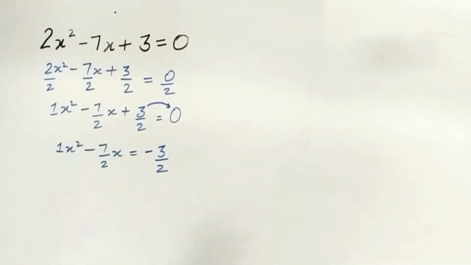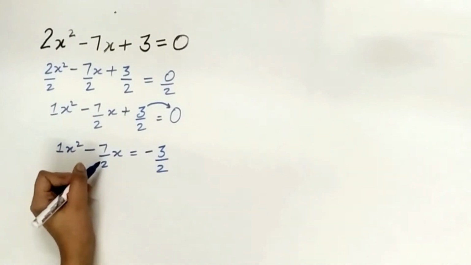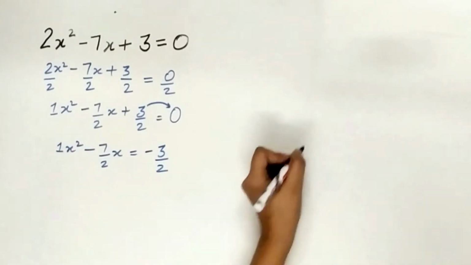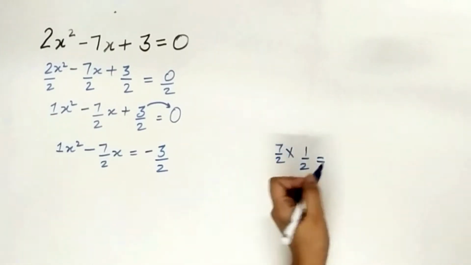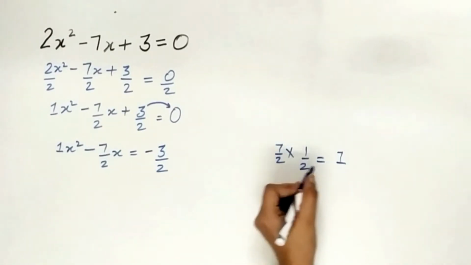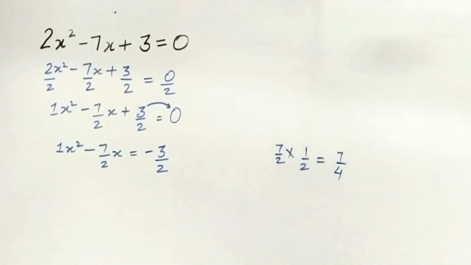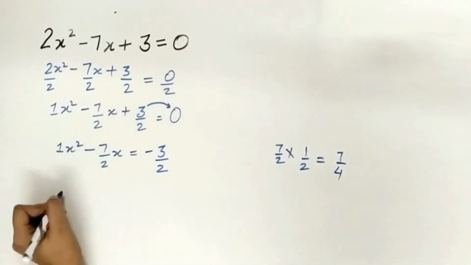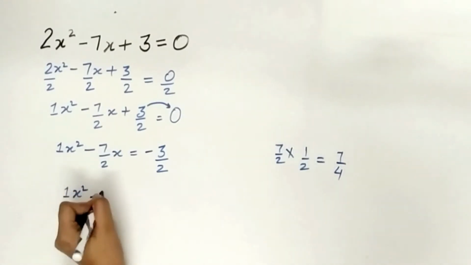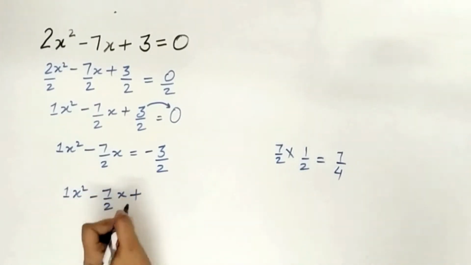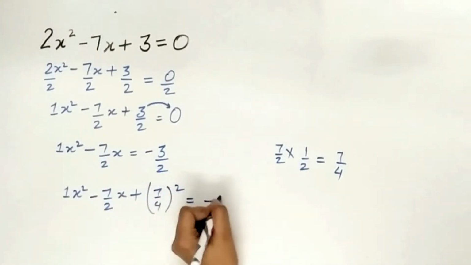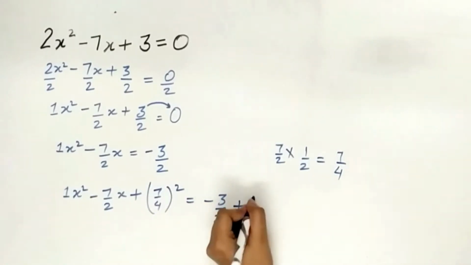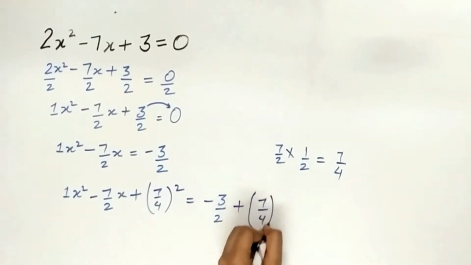Step 3 is to multiply the coefficient of x by 1 by 2. So 7 by 2 multiply 1 by 2 is 7 multiply 1 is 7, 2 multiply 2 is 4. Now add the square of 7 by 4 to both sides. 1x square minus 7 by 2x plus 7 by 4 whole square equal to minus 3 by 2 plus 7 by 4 whole square.